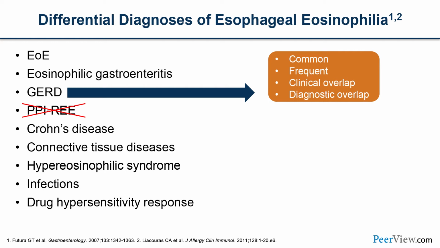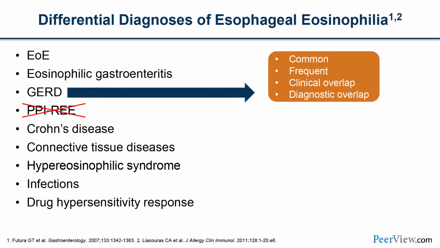But this is the differential diagnosis for esophageal eosinophilia. Just like everything in medicine, there's a differential diagnosis, and so you have to think about this. Does someone have diffuse eosinophilia of the GI tract and have eosinophilic gastritis, enteritis, or an overlapping hypereosinophilic syndrome? Do they have IBD, a connective tissue disease, some kind of infection or drug hypersensitivity? Now, granted, many of these things can be excluded with a history and physical and a few lab tests, and that's fine, but you have to think about it.